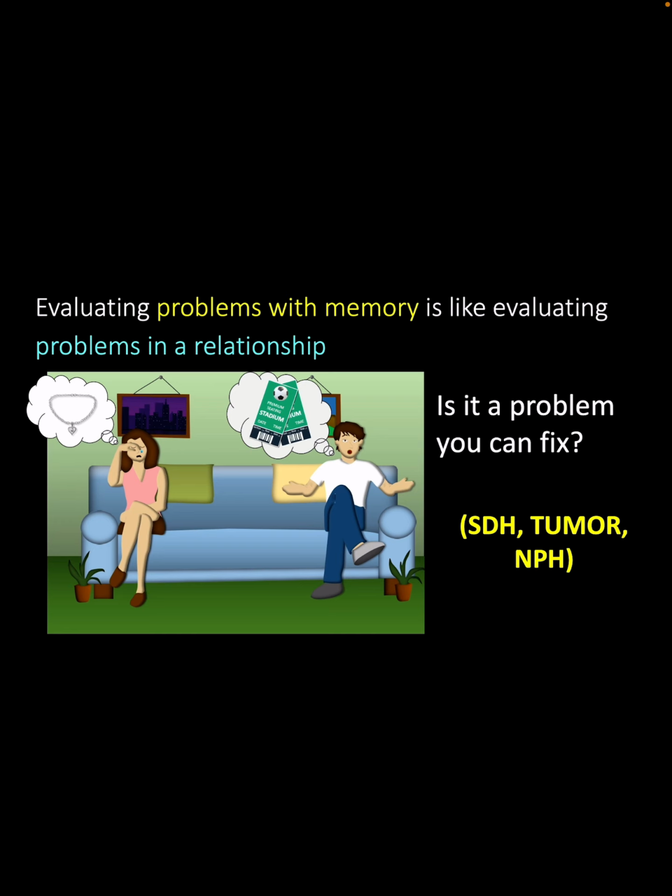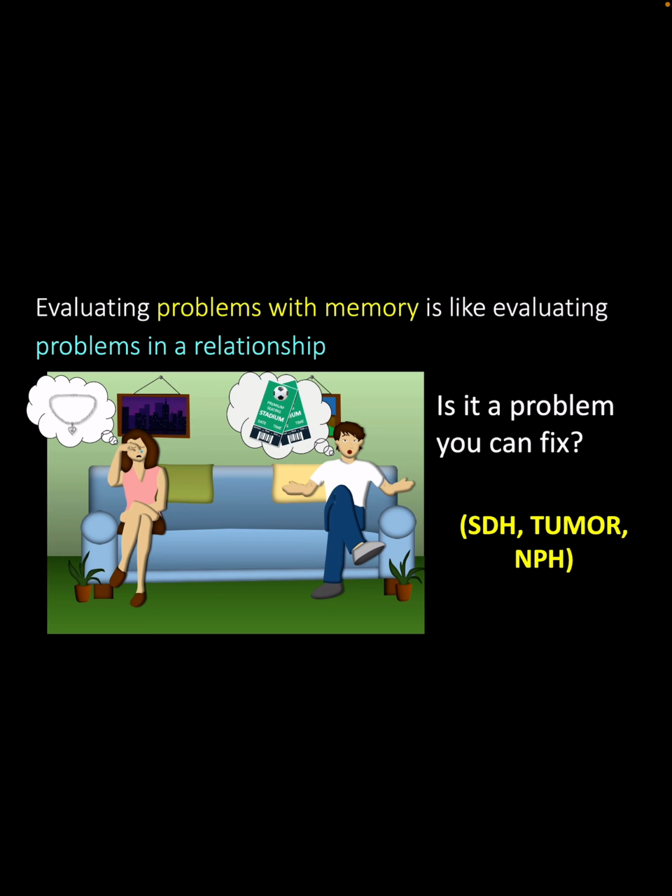So the way I think of it is, evaluating a patient with memory loss on imaging is kind of like evaluating problems in a relationship. There are really two types of problems in a relationship. One, the problems that you can fix, right? Like you guys don't communicate well. You can work on that. You can fix that. And it's the same for dementia.